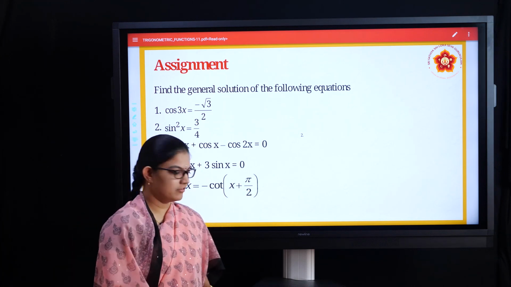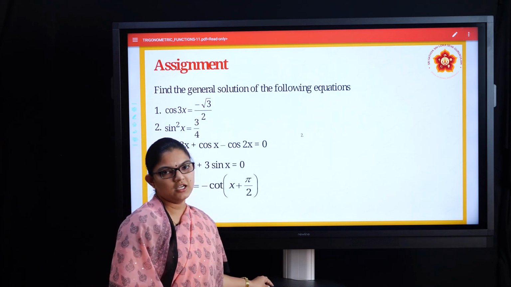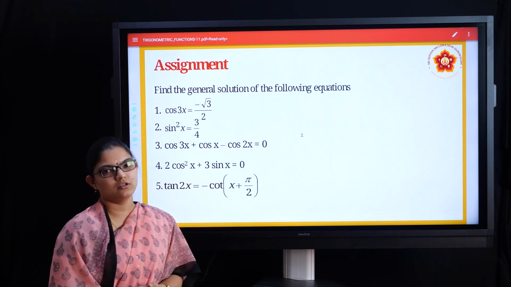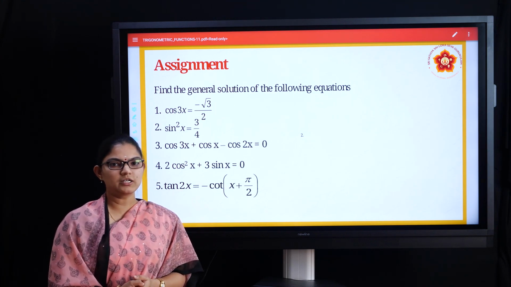So therefore we have solved problems on trigonometric equations in this particular session. In the next session, let us discuss the periodicity of the trigonometric functions.